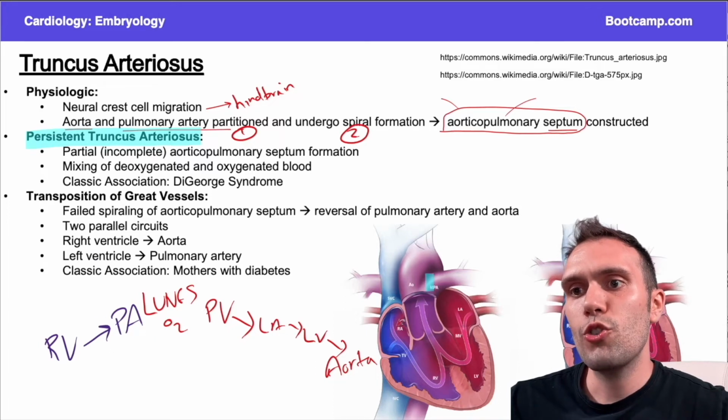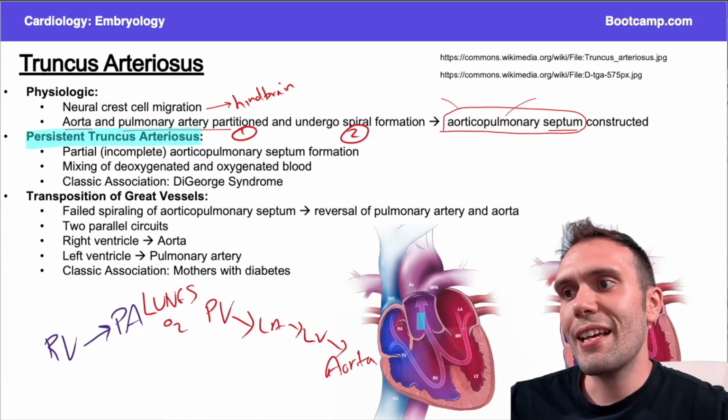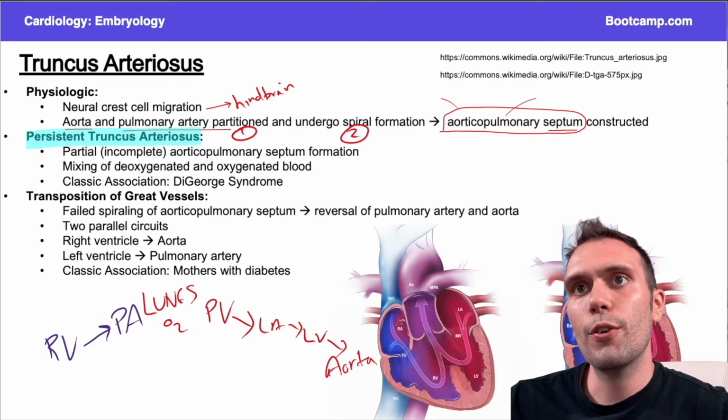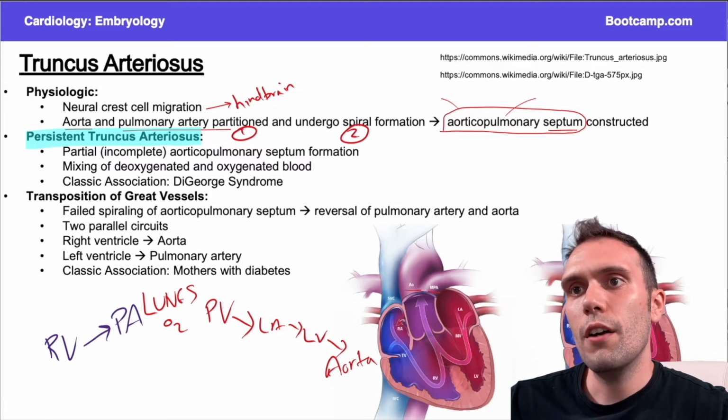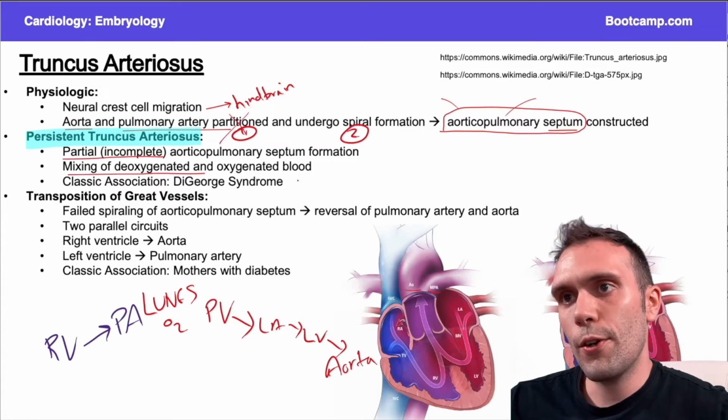So instead of having two different structures, I just have one big structure that's taking all of the blood. So the blood from the right ventricle as well as the blood from the left ventricle are both going into this single structure that is the aorta and the pulmonary artery. Okay, so you can see that here. The aorta and pulmonary artery are getting the blood that's oxygenated as well as deoxygenated. So there's a mixing of deoxygenated blood because my partition isn't there, right? So I have an incomplete formation of the aorticopulmonary septum.